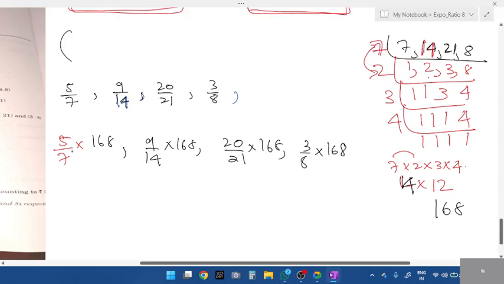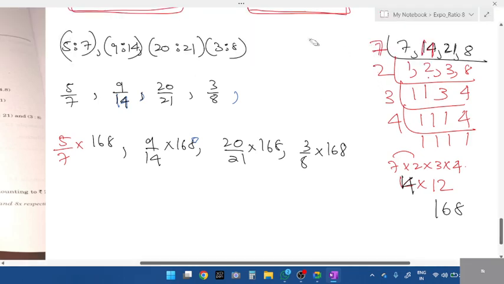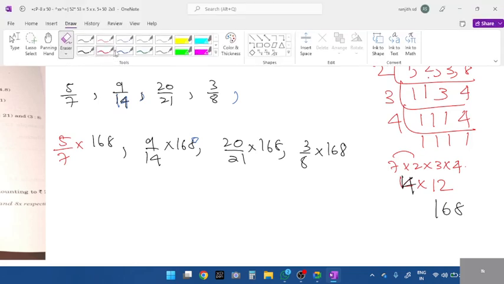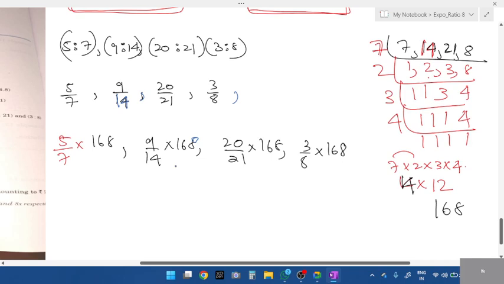Yeah, be quick, students. How many times does 7 go into 168? 24. Then 14. See, isn't it tough to reduce it? Isn't it tough to reduce all the values? I'll teach you a trick here. Have you all done till here? Completed till here?